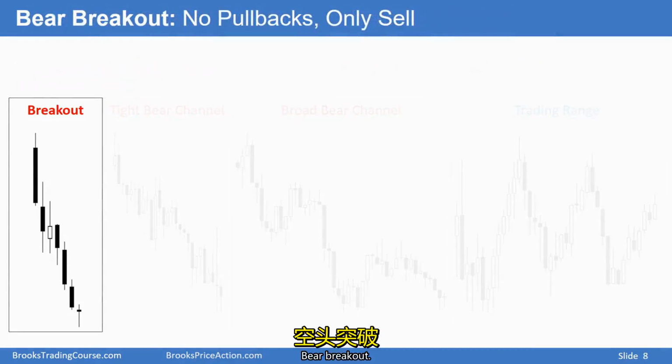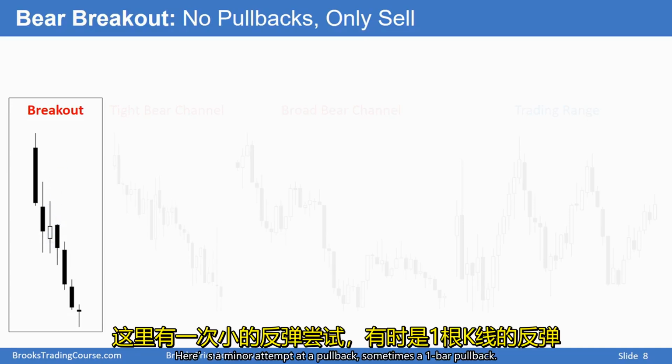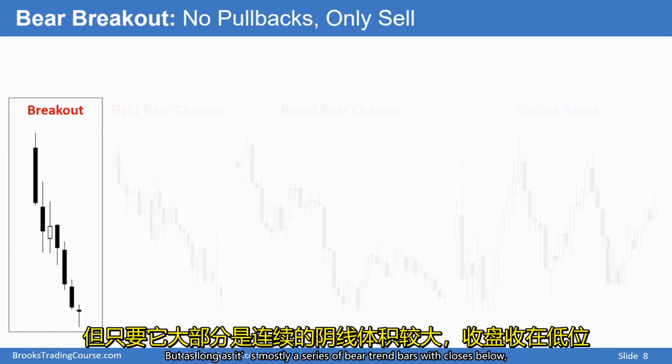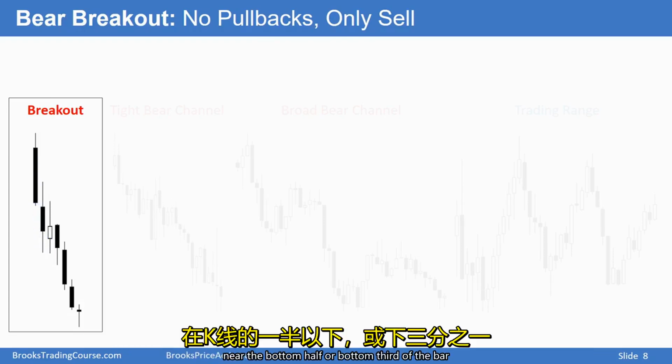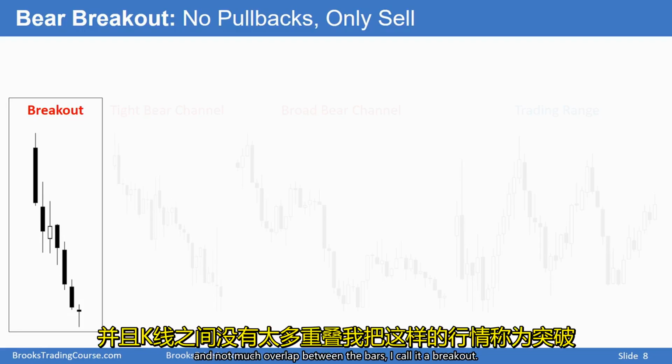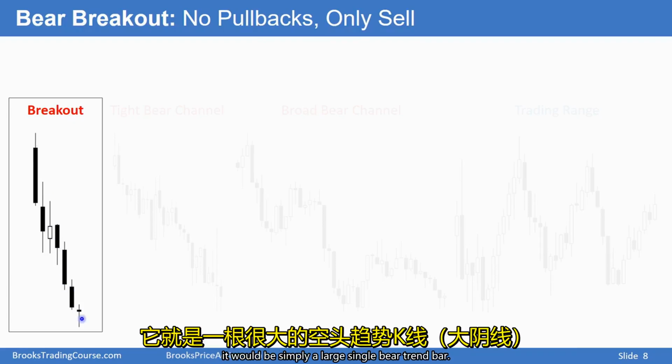Bear breakout. Look at it. No pullbacks. Here's a minor attempt at a pullback. Sometimes there's a 1-bar pullback. But as long as it's mostly a series of bear trend bars with closes near the bottom of the bar, bottom half, bottom third of the bar, and not much overlap between the bars, I call it a breakout. And if you look at a higher time frame, it would be simply a large single bear trend bar.